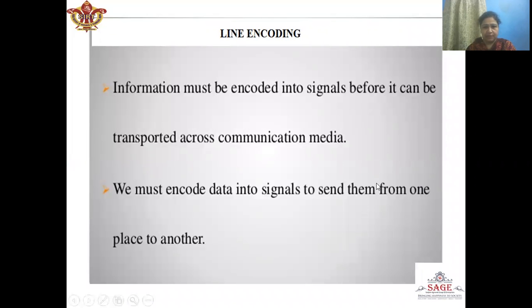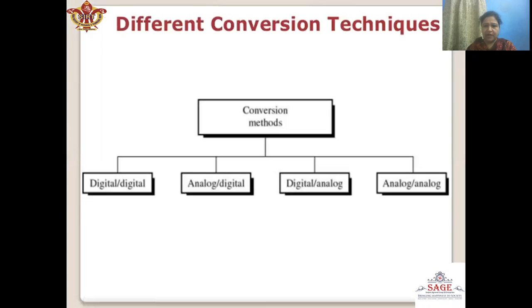Now, what is line encoding? We have already done in the previous lecture that the information must be encoded into signals before it is transported across communication media. So data is encoded in the form of bits to send them from one place to another. So line encoding method is the method of converting digital data into a digital signal.